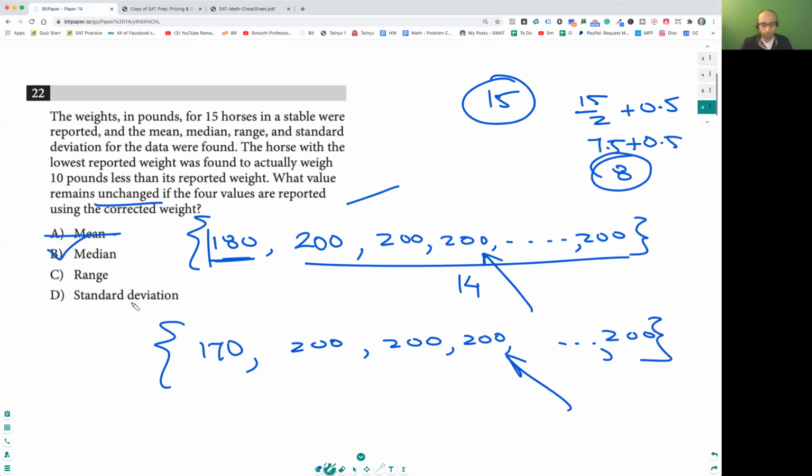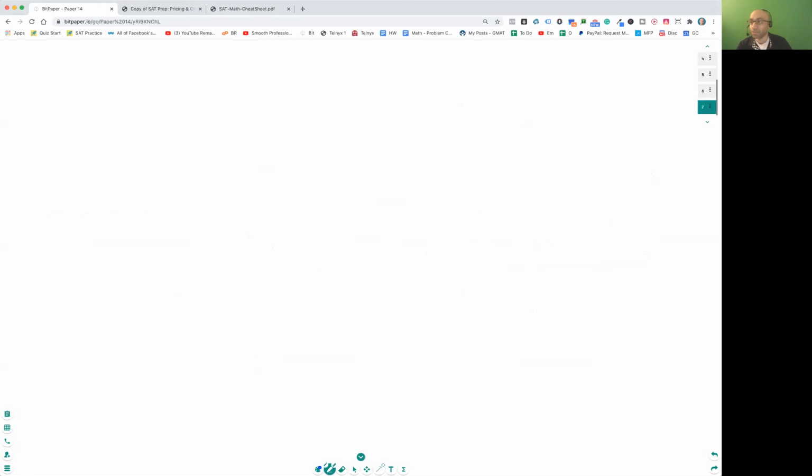Range is going to change clearly. Range changes by 10, and standard deviation also changes. Standard deviation is one of the rarely asked questions. Okay, so hopefully this is clear. The main point is try to create the problems in your mind, simple. Whenever you have these probability and statistics problems, try to think about the simplest case. Look how I took all 200 and I took 180 as the lowest, and then I moved it lower and you can now visualize it easily, right?